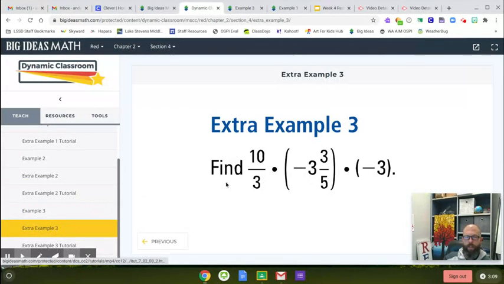Let's take a look at another one here. We have 3 numbers now, again. And again, you don't have to rearrange anything. You can just go left to right, if it's easier for you, but you do need to change -3 and 3 fifths into an improper fraction, right? So let's see how they do it.